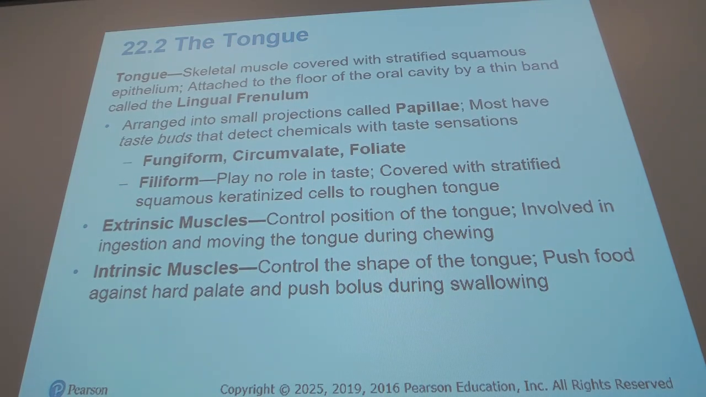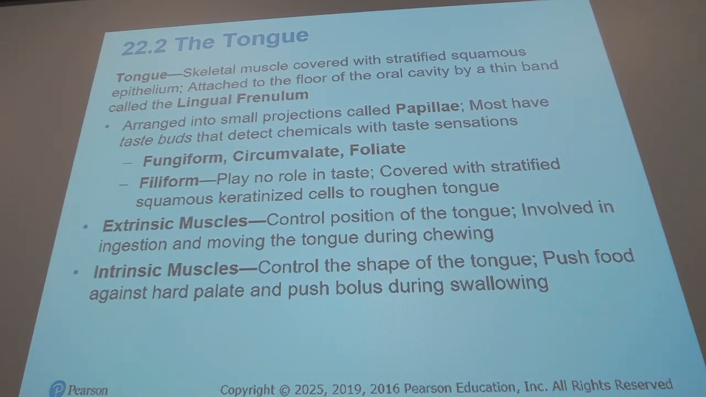Now, filiform papillae are pointed papillae that are also scattered throughout the tongue, and these are the most abundant. They don't have taste buds. However, these are important to detect the texture of food. Texture of food is important.